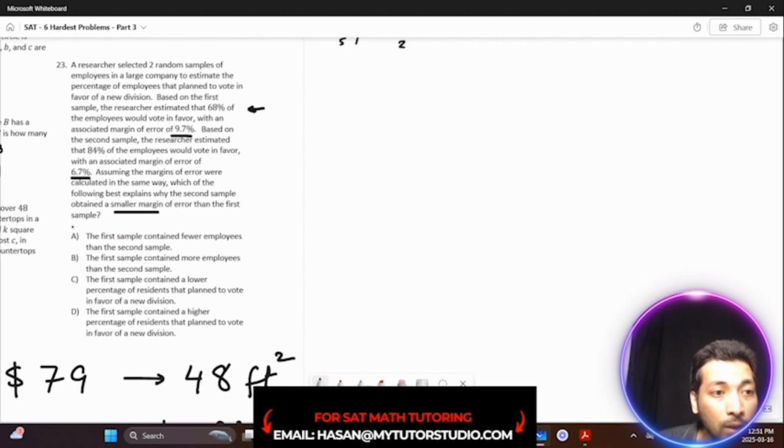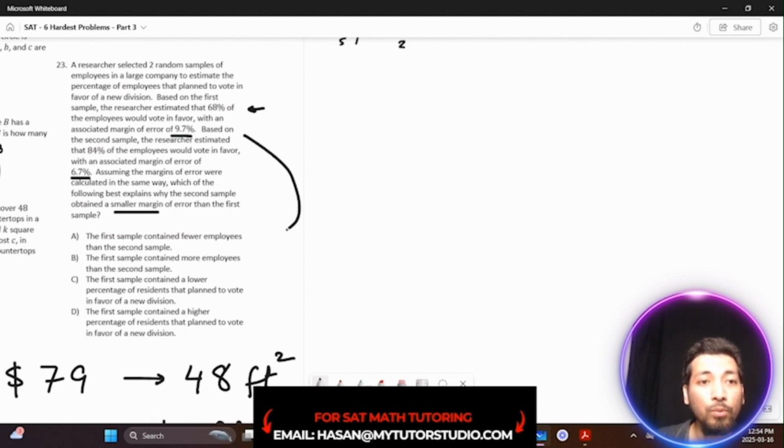So if you look at these options, option A says the first sample contained fewer employees than the second sample. Option B says the first sample contained more employees than the second sample. Option C says the first sample contained a lower percentage of residents that planned to vote in favor of a new division. So we know that the first sample has a higher margin of error, which means that the first sample can have fewer employees.